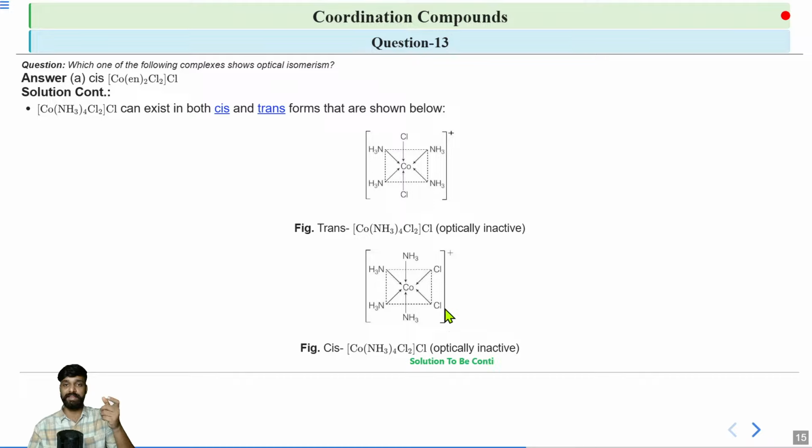Similarly, this one, and this one, and this NH3 and NH3 will be mirror images of each other. So just imagine it. You are cutting it in the middle. You are not cutting it diagonally or bisecting it like this. You are bisecting it along the plane of the four molecules. Therefore, you are getting two same things on both parts.